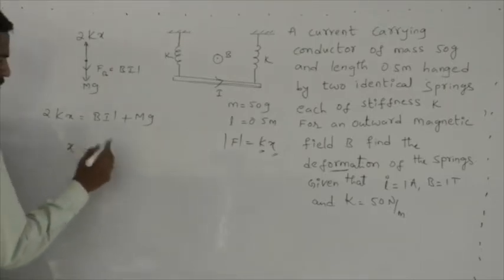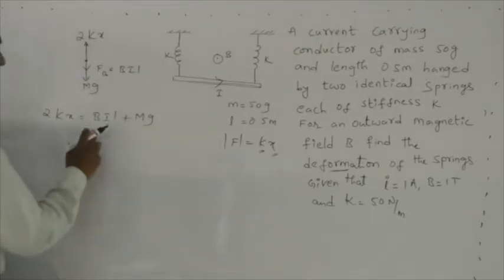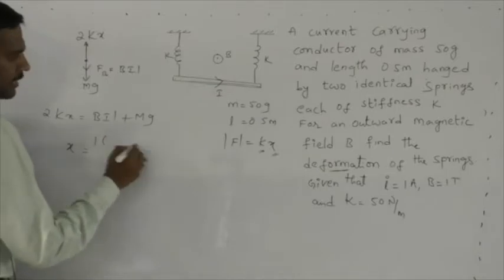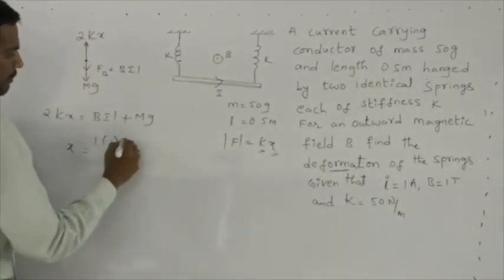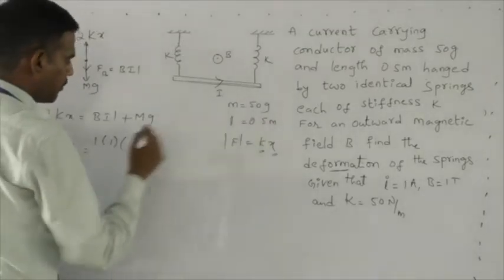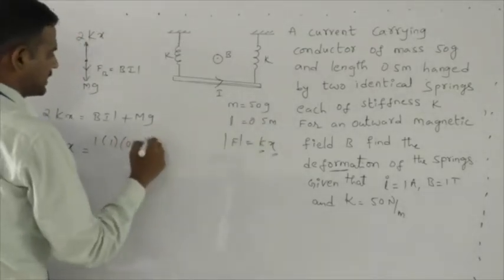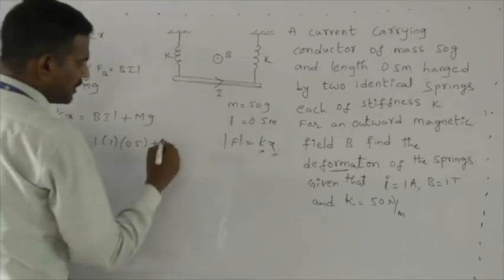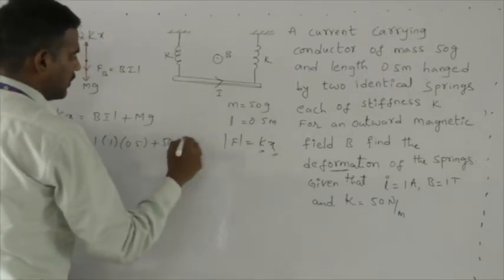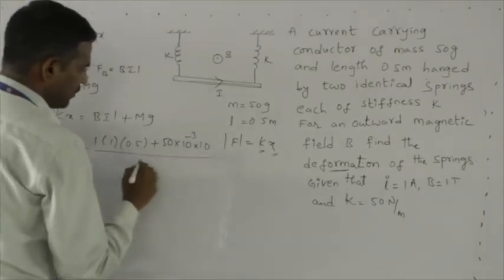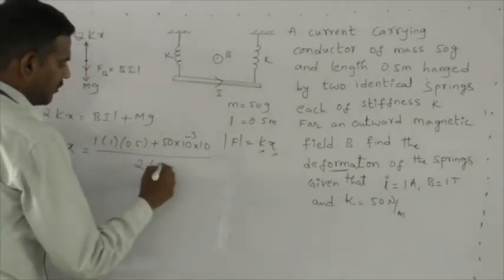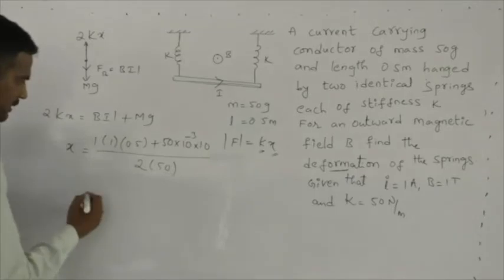Now let us substitute all the information we know. What is the magnetic field intensity? 1 Tesla. The current equals 1 ampere, multiplied by the length, which equals 0.5 meter, plus the mass, which is 50 grams. So 50 into 10 to the power of minus 3, multiplied by 10, and the whole divided by 2 times K, which is 50. Now let us simplify this result.